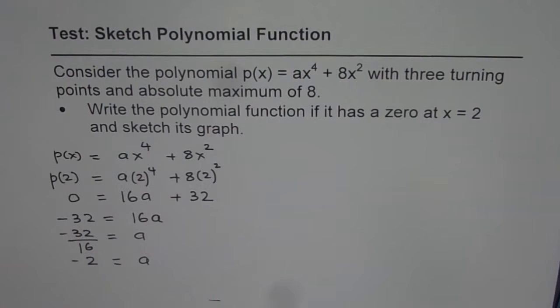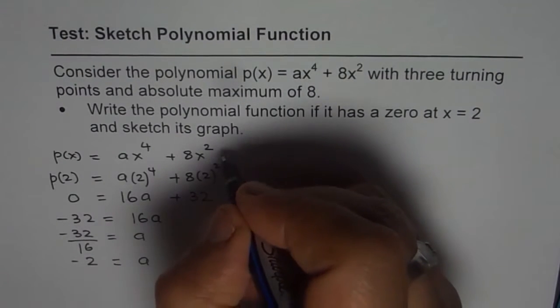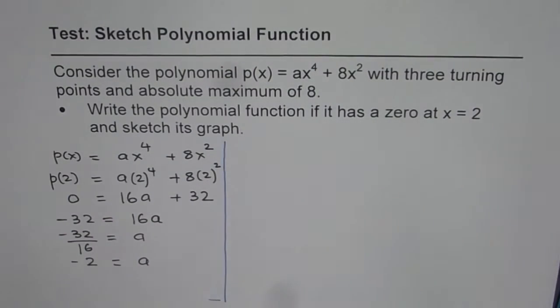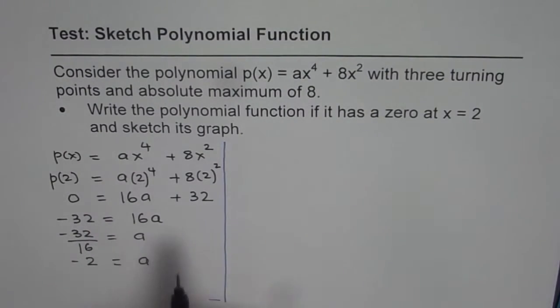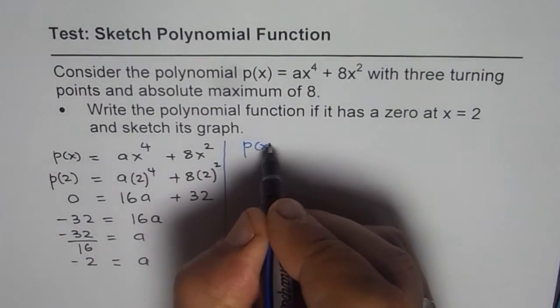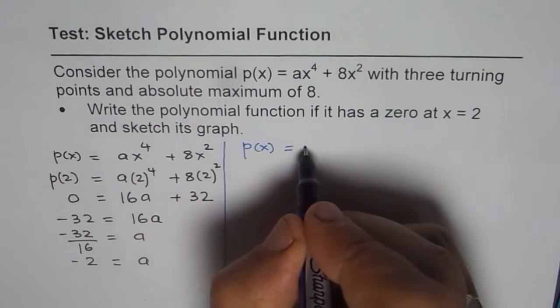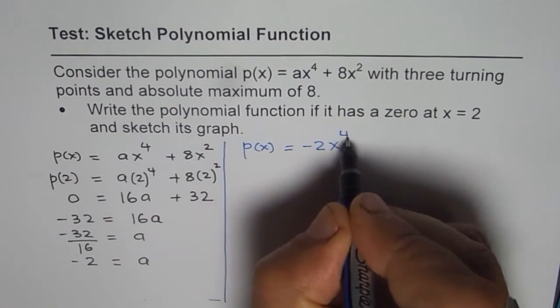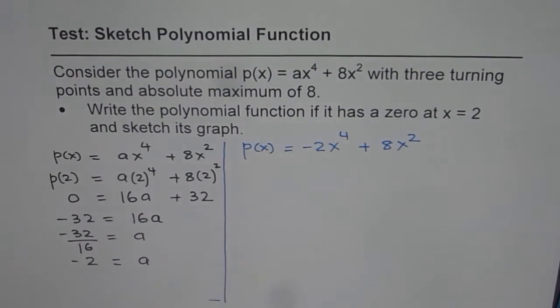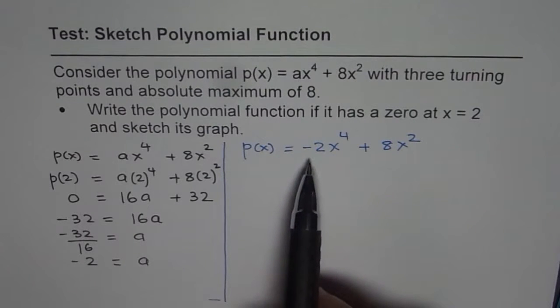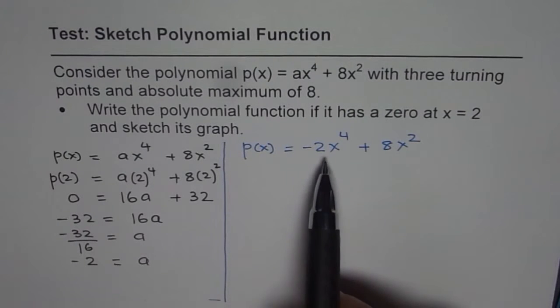So with this value of a as minus 2, we know what our function is. So let's write down the function, which is the answer to a part of this question. The polynomial given to us is p of x equals minus 2 x to the power of 4 plus 8 x squared, correct? Now let us try to sketch it. To sketch, what do we need? We need to understand the leading coefficient, which will give us the end behavior, and the zeros.